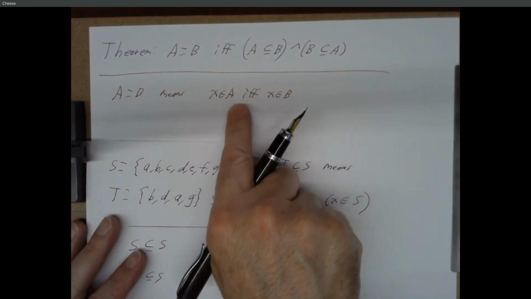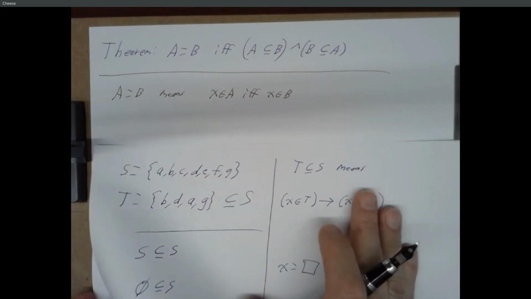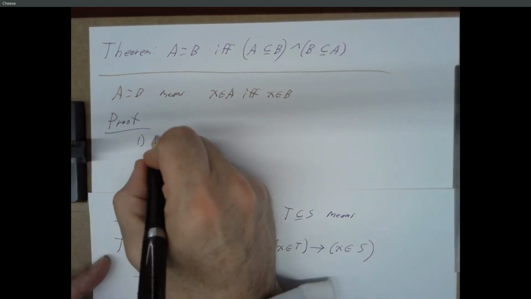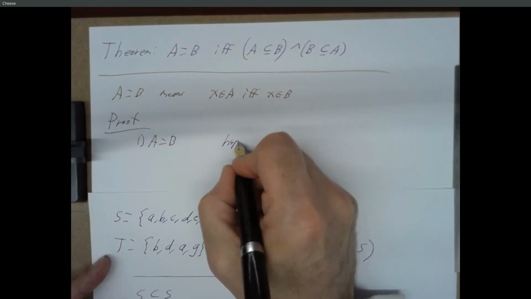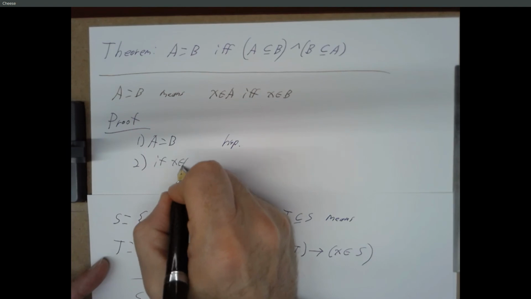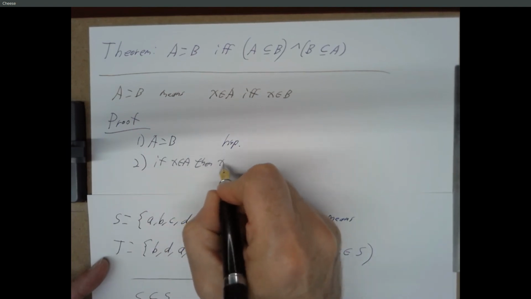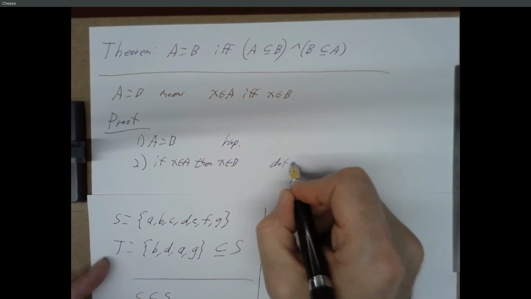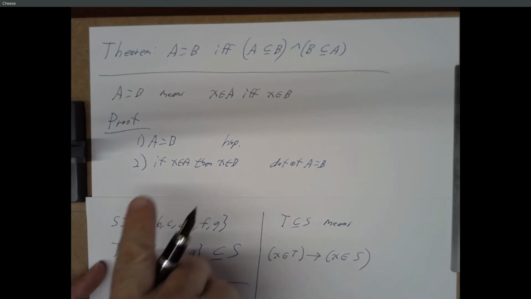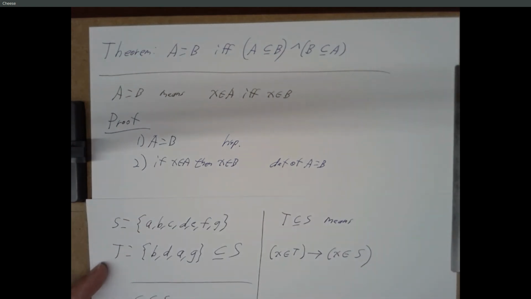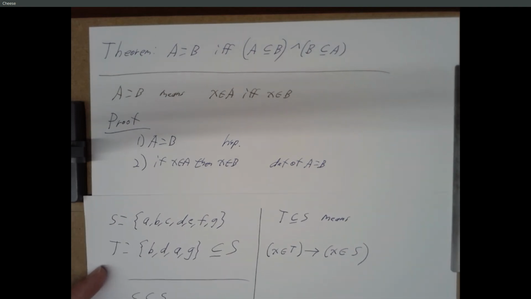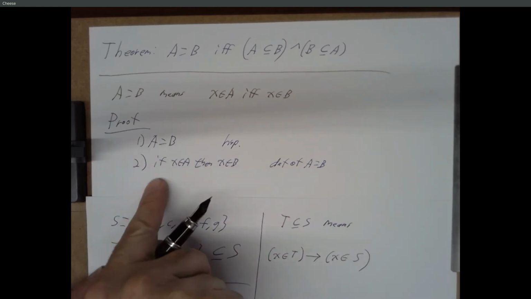Well, if A is equal to B, that tells us if X is in A, so this is not going to be terribly formal. So proof, step 1, A equals B, that's a hypothesis. Step 2 says if X is in A, then X is in B. That's part of the definition of A equals B. The definition also says if X is in B, then X is in A. But if it says this and that, it says this. All right, conjunctive simplification.